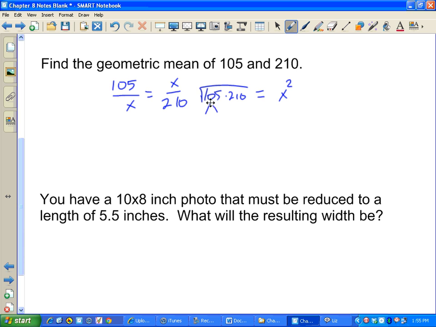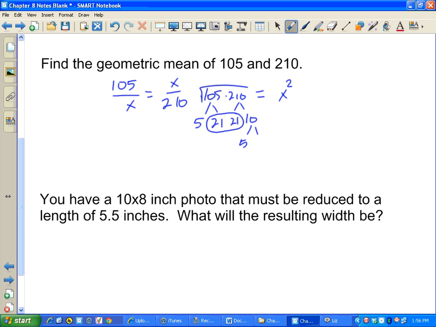105, I know it's divisible by 5 because it ends in a 5. 5 times 20 is 100, so 5 times 21 is 105. 21 times 10 is 210. I'm choosing to use that one because I already saw this 21. I don't need to break these any further because I can see right now I've got a pair of 21s.